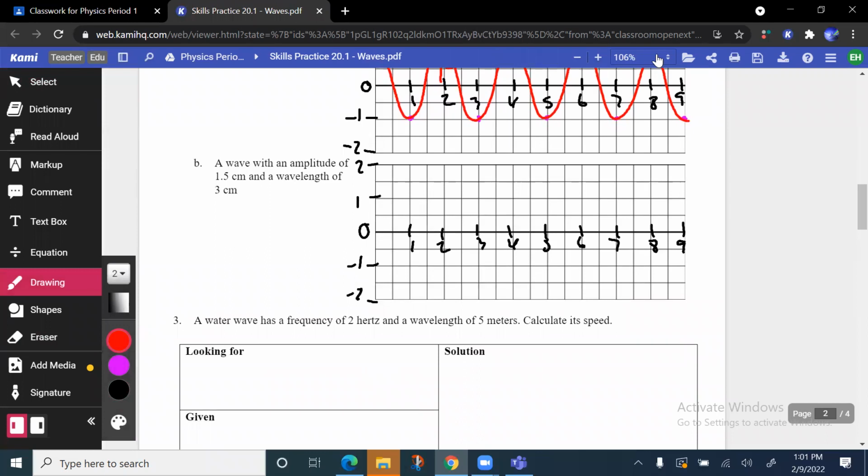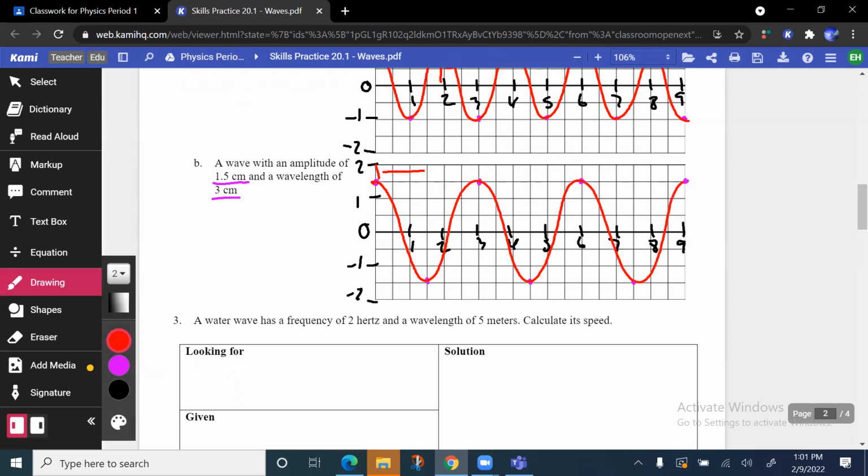In part B, similar idea, but different information. So we're going to go with a height of 1.5, and we're going to repeat this every 3 centimeters. Which means the other amplitude is going to be the halfway point of those top blue dots. So we're going to go down here, here, and here. Complete the nice smooth curve that connects those dots.